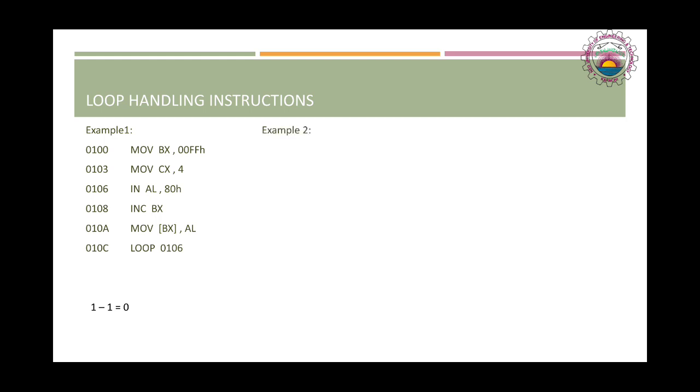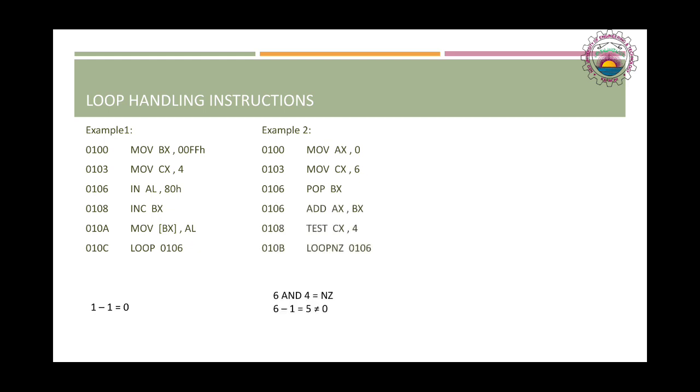In this program you are having 0 in AX, then you are having 6 in CX. POP BX is executed to retrieve a word from top of the stack into BX. So that word is added with AX. Then there is test instruction, TEST CX, 4. So whatever contents of CX are ANDed with 4 by using this test instruction. So 6 ANDed with 4, you will be having a non-zero result. So zero flag will be having logic 0.